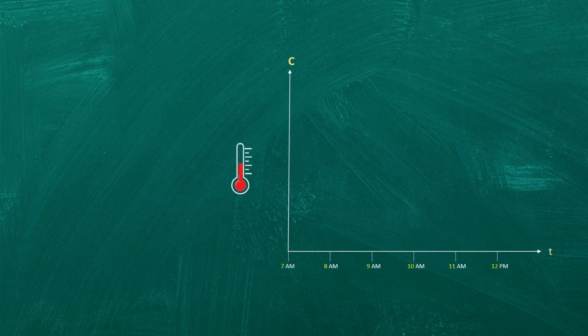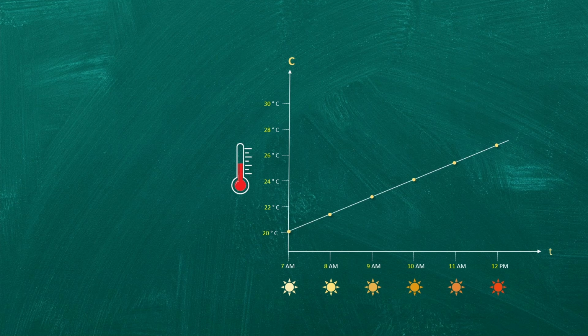Alright, let's begin by looking at the x-axis. Here, it represents time, denoted by the lowercase t, ranging from 7 am to 12 pm. Next, let's represent temperature in degrees Celsius on the y-axis, using the uppercase C. As time progresses, the sun's intensity increases, causing the temperature to rise. We'll illustrate this relationship by plotting points using small yellow circles.